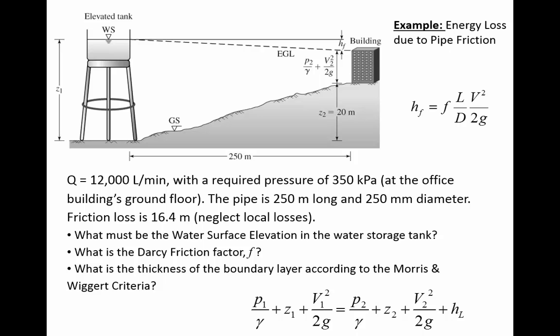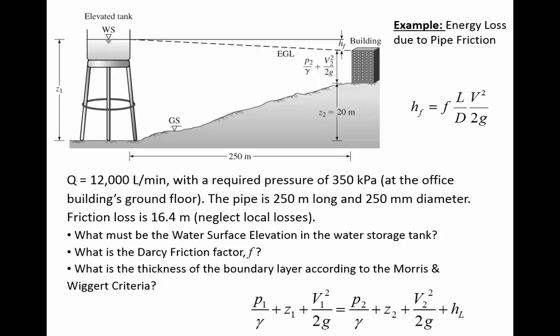And so here, we know the flow that should go through the pipe: 12,000 liters per minute. We know that location 2 is at the top of the building, and we want the pressure at location 2. P2 should be 350 kPa. The length of the pipe that connects the tank and the building is 250 meters long. Here's the diameter. And rather than have you calculate the energy loss, H sub F, it's just given in this problem that the frictional losses are 16.4 meters. And so you can substitute that directly into HL.